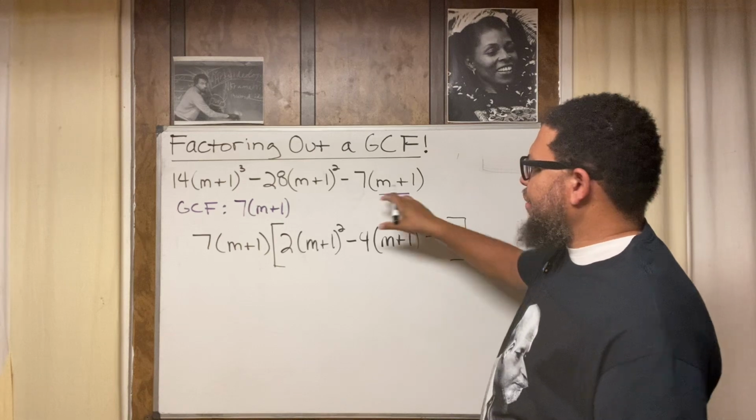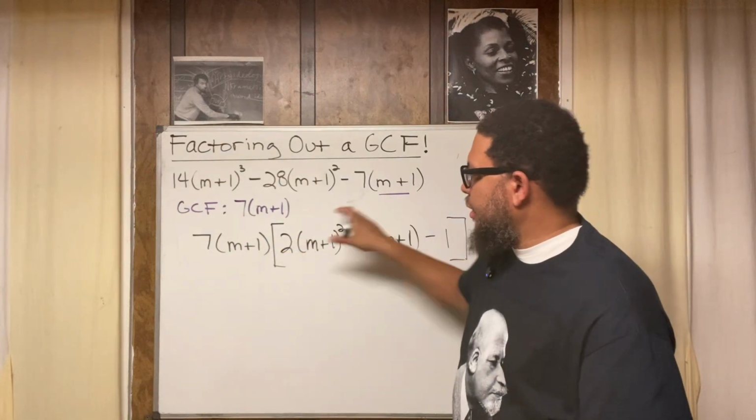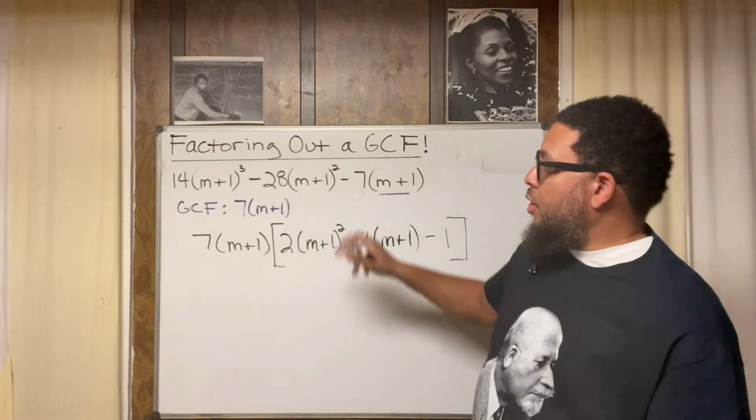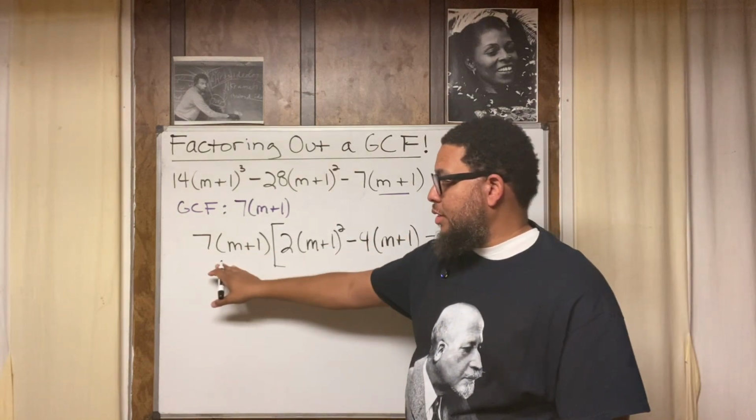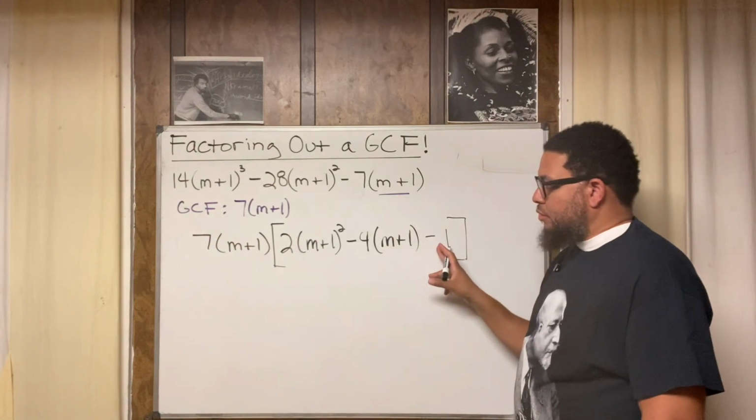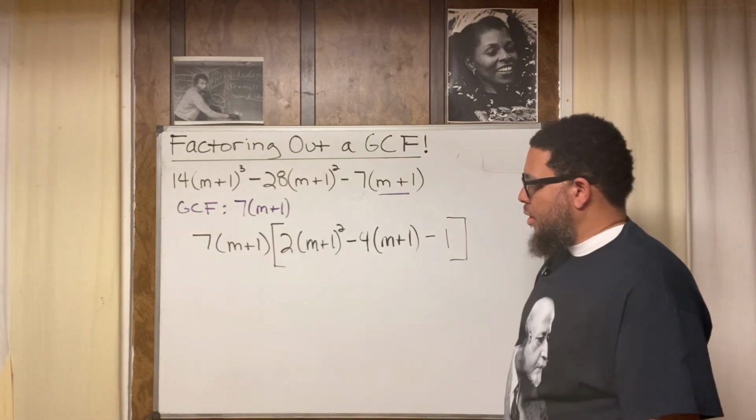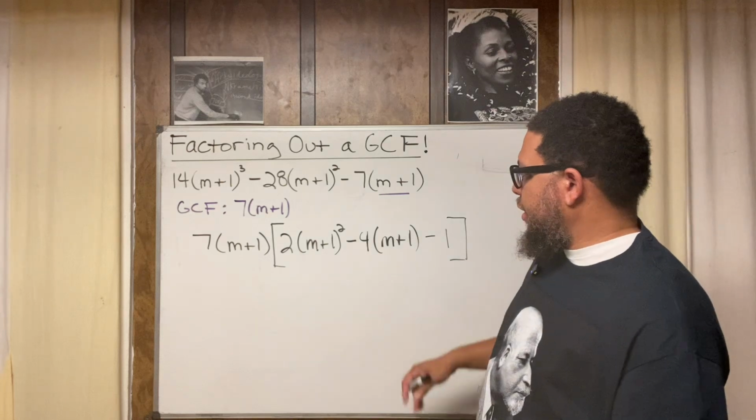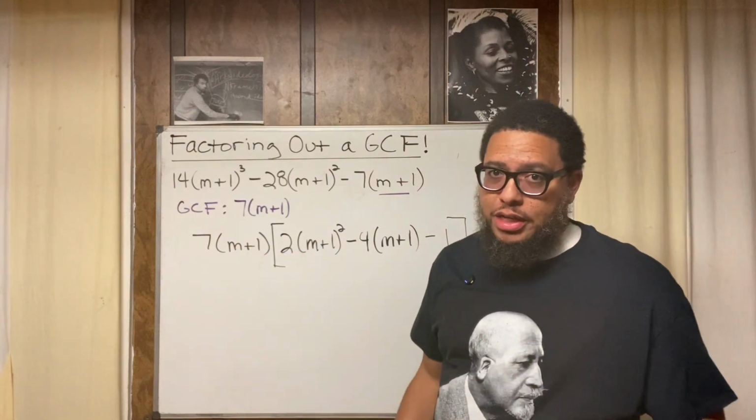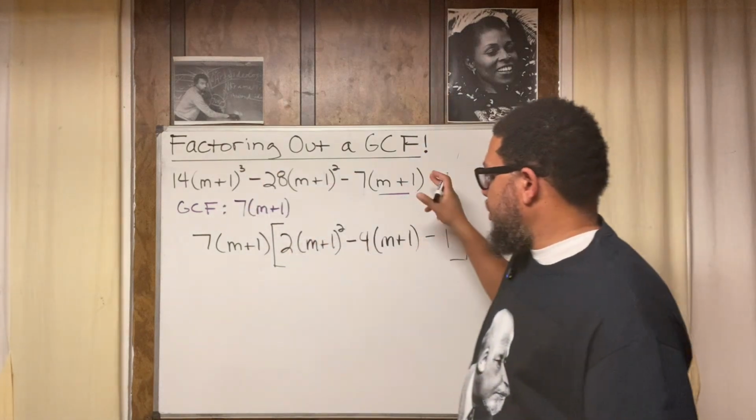Why is it minus 1? Because it's the same exact thing. Anytime you divide something by itself, you get 1, even though this is negative and this is positive. A negative divided by a positive is a negative. So instead of it being positive 1, it's negative 1. All right. So now that is the factored form of this expression with the greatest common factor taken out.